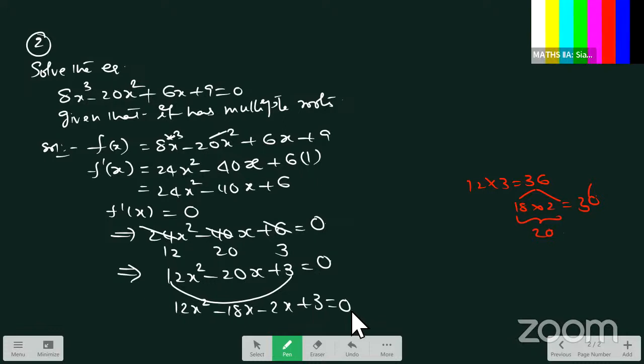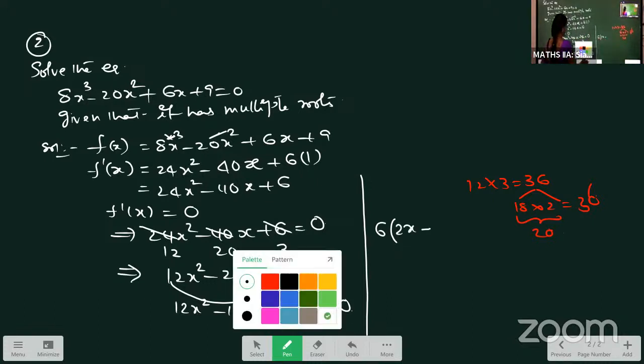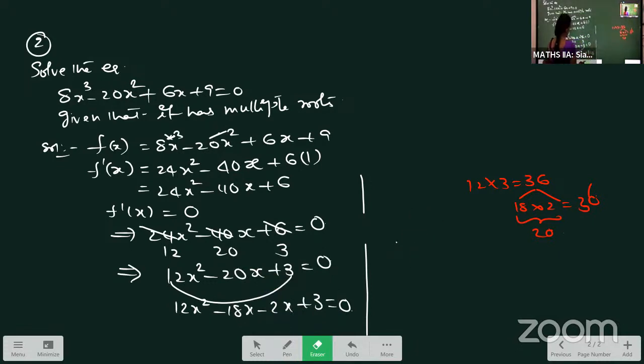Right? Now in these two, what can we take as the common? 12x square minus 18x. Can we take 6 as the common? 6 2s are and 6 3s are. So I am taking 6 as the common. Then we will get 6x as the common, and then this is 2x minus 3.